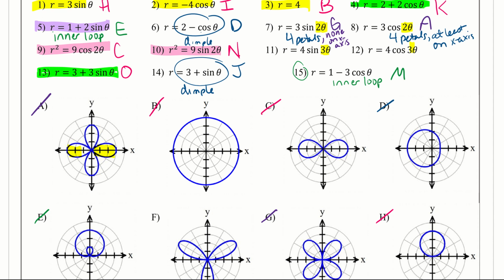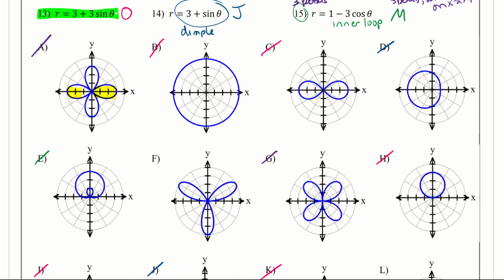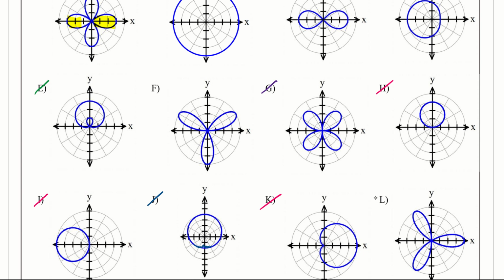So 11 and 12 are also rose curves. They each have 3 petals. If n is an odd number, the number of petals is the same as n. And again, cosine should have at least 1 petal on the x-axis. So if I check for cosine right along the x-axis, I'm looking for that 3 petals, 1 of them along the x-axis. This would be letter L.